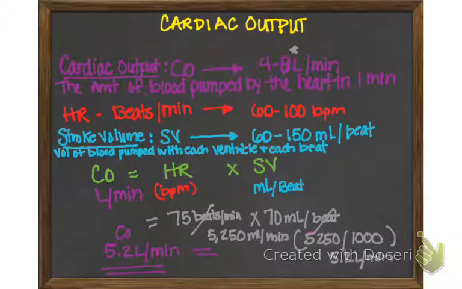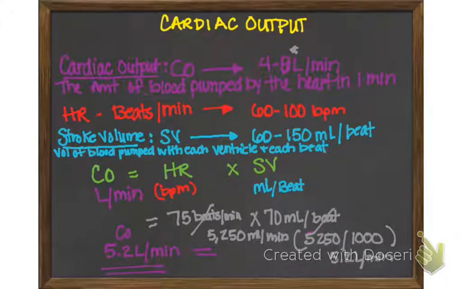Cardiac output equals heart rate times stroke volume. Definitely know how to do this. And I've got you an example down here. So let's say your heart rate's 75 beats per minute, and you have your stroke volume at 70. So you just multiply that. But again, take into account that you're getting milliliters, so you have to convert that to liters, as I did here. 5250 divided by 1,000 equals 5.2 liters per minute.